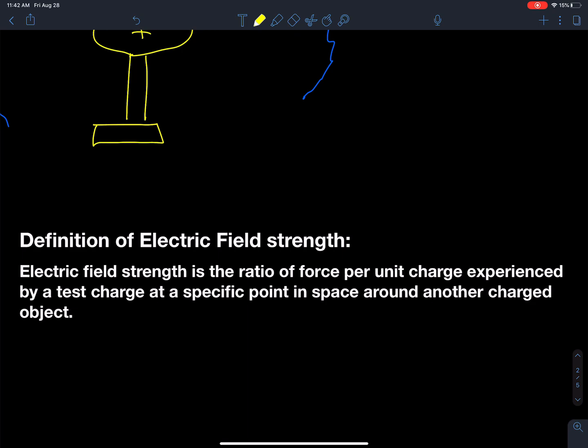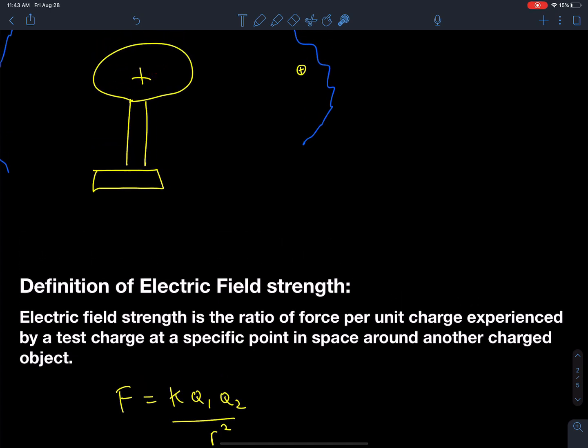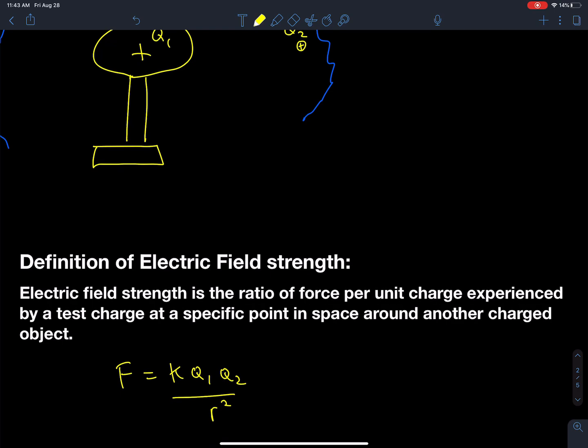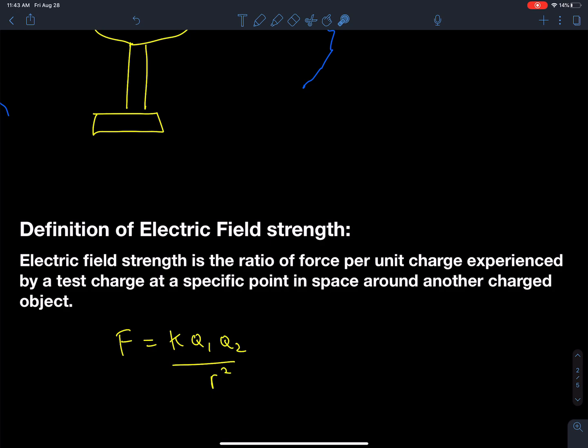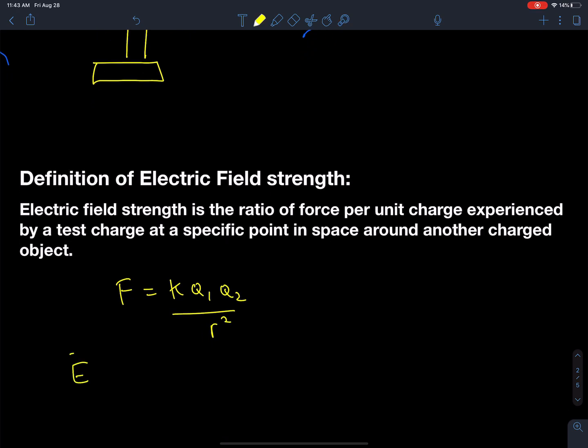According to the definition, it's the force, and I can say force is equal to k Q1 Q2 over r squared. That's Coulomb's law. So it's the ratio of force per unit charge of my test charge. This is the charge of the source, that would be Q1, and this is Q2. So it's going to be the force per unit charge of my test charge, so I have to move that over. To describe my electric field strength, which is symbolized like that, E, it's going to be equal to the force per charge of that test charge, which is equal to k Q1 over r squared.